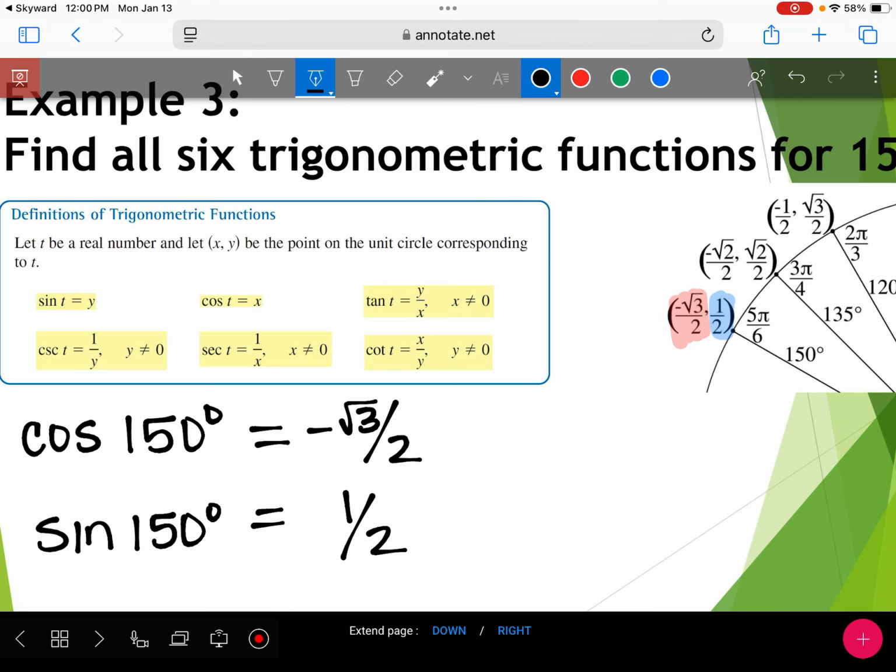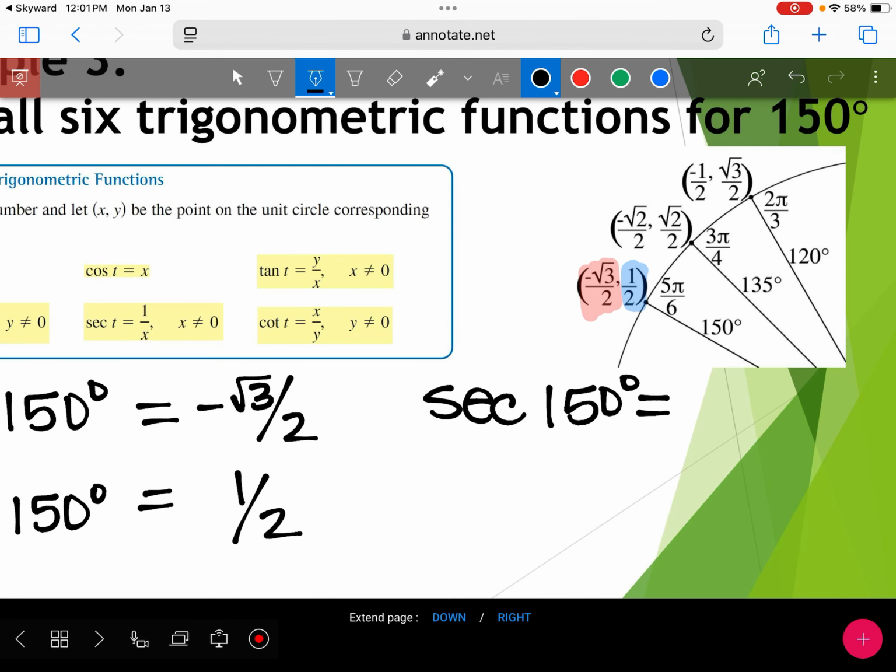Secant and cosecant. So let's do secant. Secant of 150 is the reciprocal of cosine. So it's negative 2 over root 3. But we have a problem. We cannot leave a square root in our denominator, so go ahead and multiply it out.